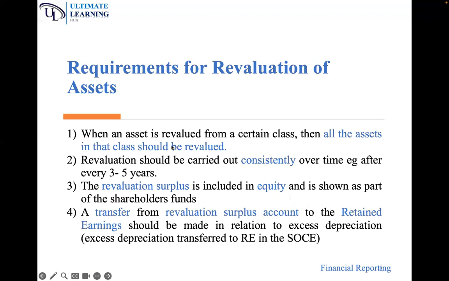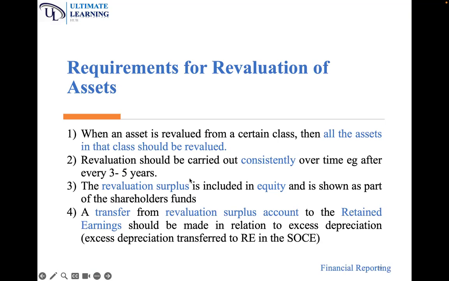What do you mean by that? If, for example, in your business, you have 10 cars, you have 10 motor vehicles. When you decide to revalue one motor vehicle, all motor vehicles must be revalued. Don't value one and leave out the others, because the motor vehicles are in one class. If you have 5 houses, when you decide to revalue one house, you must revalue all the other houses. That is what the first point tells you. When an asset is revalued from a certain class, then all the assets in that class should be revalued.